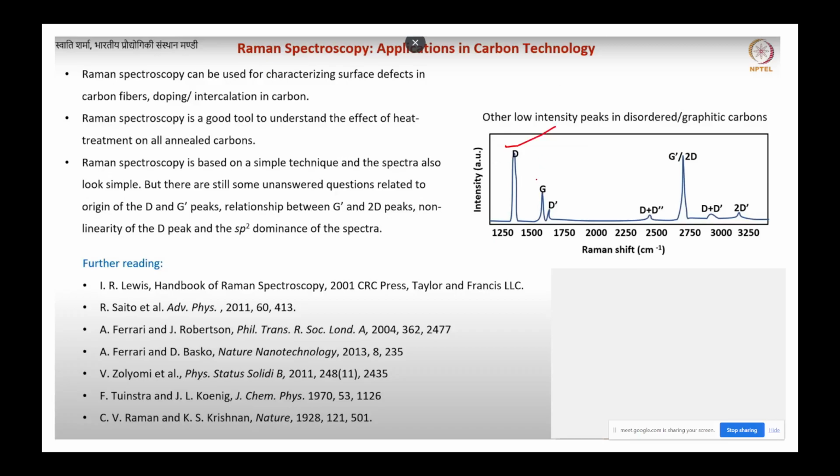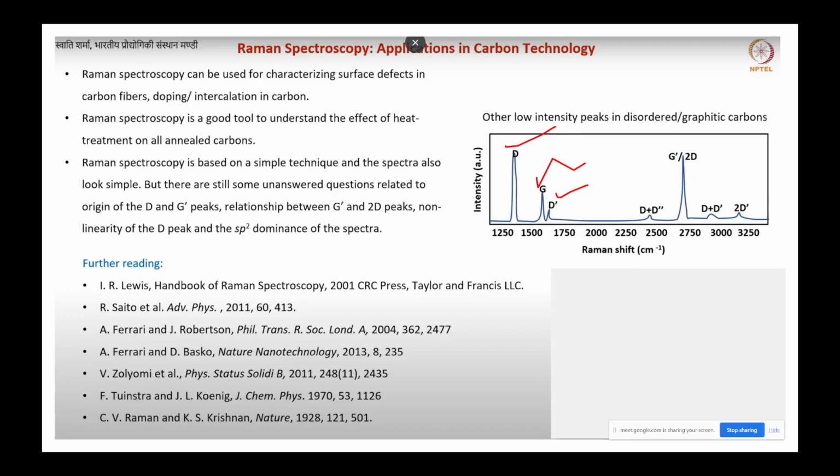This is your D band, this is your G band, this is your 2D or G' band. Other low intensity peaks in disordered graphitic carbon. This is your 2D band, this is your G band, and here you can find this is D', D plus D', this is 2D, D plus D', and this is your 2D'.